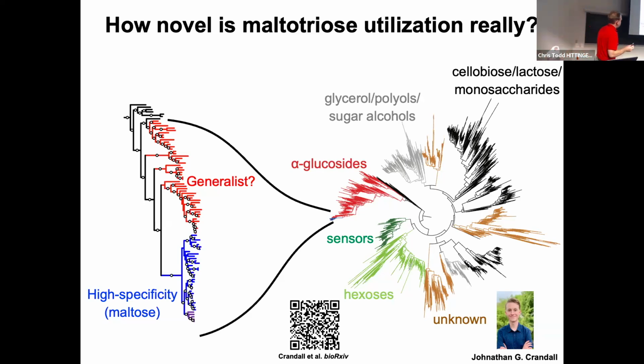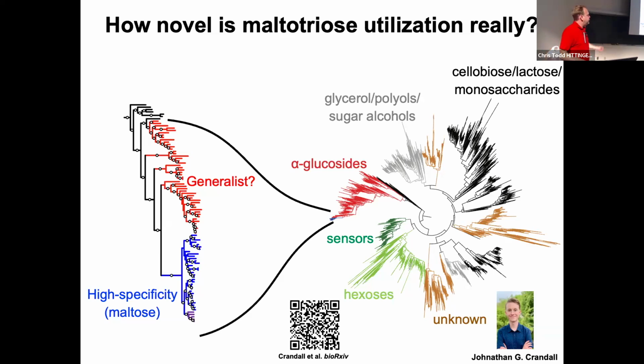And I want to stress that the vast majority of transporters on this tree have not been functionally characterized, right? So there's a little bit of extrapolation from the systems where it has been characterized. But the bottom line is the high specificity clade seems to be evolutionarily derived, and there's a generalist clade that looks like it may be able to transport things like melezitose.